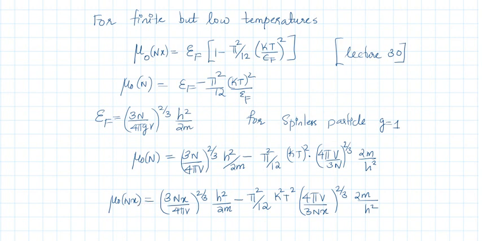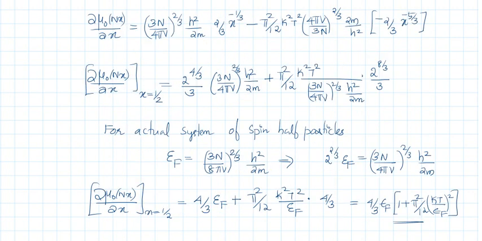Now, mu 0 of nx, replace all the n with nx. Then take the derivative with respect to x. That will give you this result. Okay, taking this derivative is very simple. This is simply power functions. And rearranging, you will get dou mu 0 of nx by dou x at x equal to half becomes 2 raised to 4 by 3 by 3.